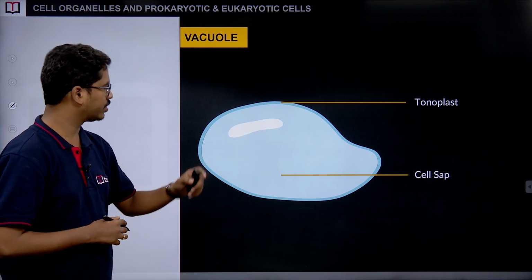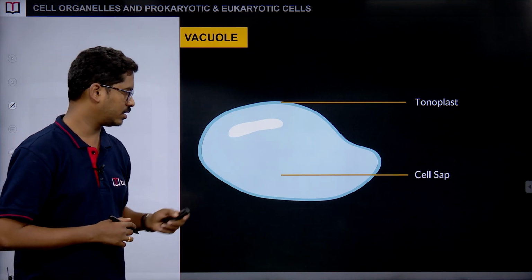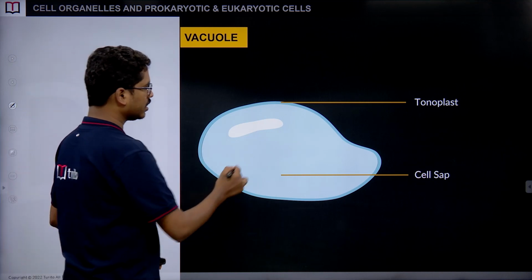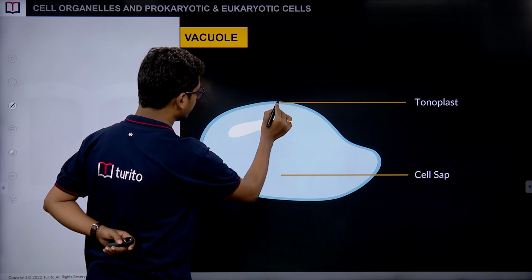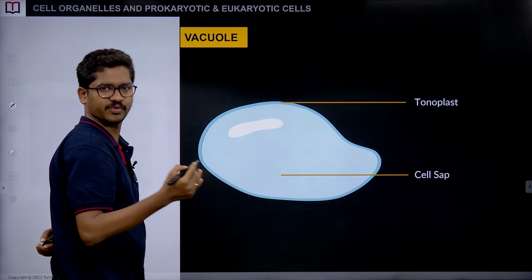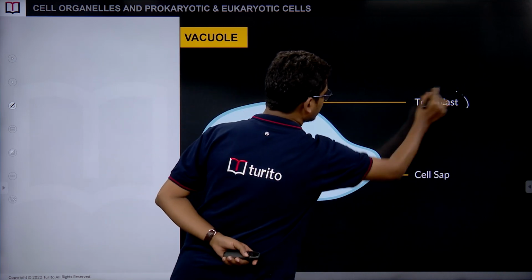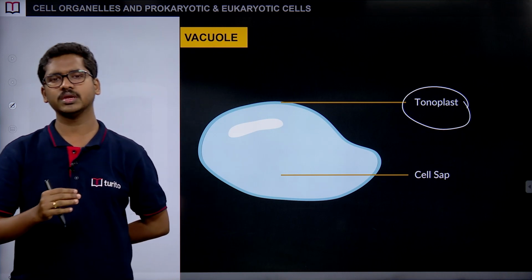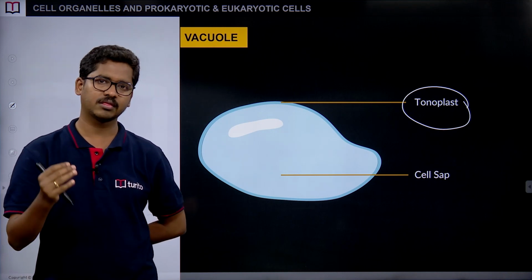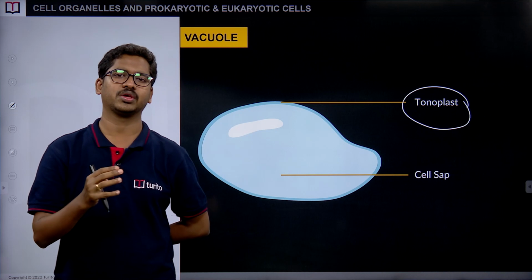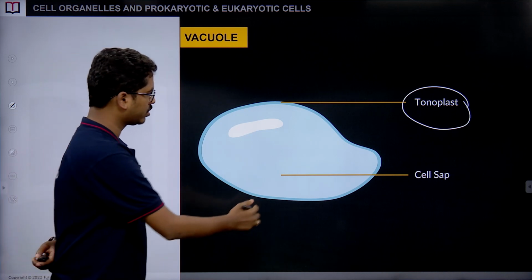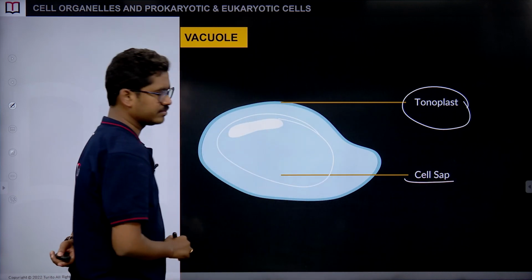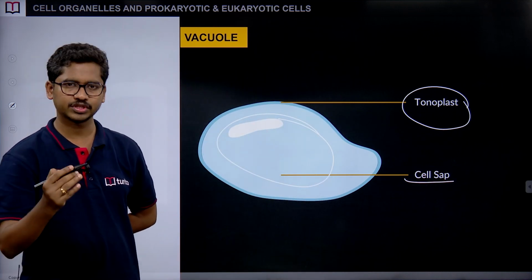Now, this is the organelle what you are looking at, and this is how the vacuole would look like in a plant cell. Like it is mentioned earlier, it has a membrane surrounding it, is it not? That membrane has a specific name, that is tonoplast. Tonoplast is the membrane which actually bounds the cell sap of a vacuole. So, whatever it is containing inside it is known as cell sap. Any questions by now?